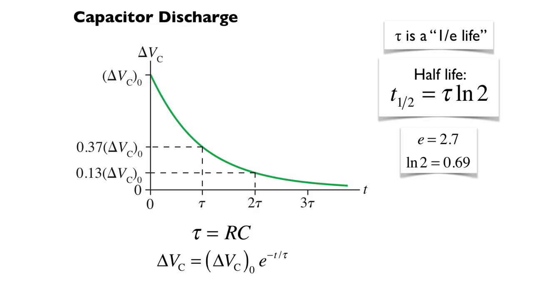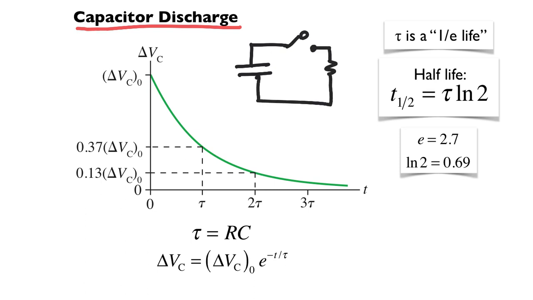Okay, next up we're going to look at a capacitor circuit: a capacitor discharging through a resistor, and the circuit basically looks like this. I have a capacitor, a switch, and a resistor, like so. As soon as the switch is closed, a current flows in the circuit, the capacitor discharges, and the voltage across the capacitor decreases as a function of time.